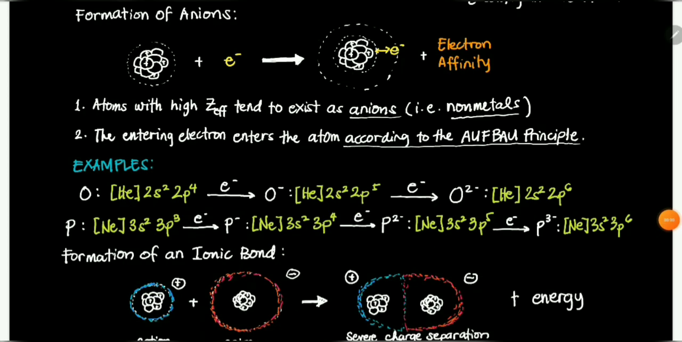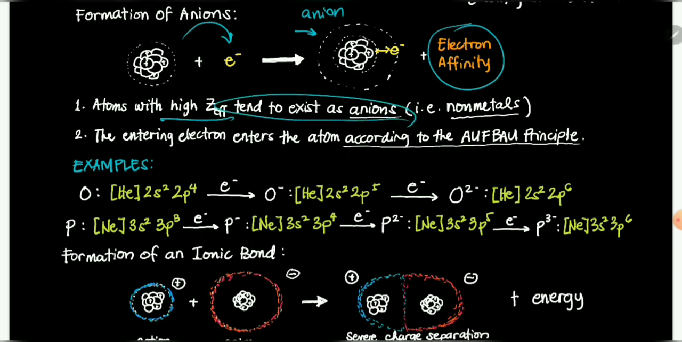Okay? So next we have the formation of anions. So paano sila na-form? So from a neutral atom na may mataas na effective nuclear charge, magka-capture siya ng electron, okay? Magkakaroon ka ng anion and magre-release siya ng energy in the form of your electron affinity. So kapag mas mataas yung effective nuclear charge, mas mataas yung nare-release niyang electron affinity. Okay? So yung may mga matataas na effective nuclear charge, they tend to exist as anions. Okay? So madalas ang mga ganitong element ay mga non-metals. Okay, so kung ang metals sila ay madalas mag-form ng cations, yung mga non-metals naman na may matataas na C-effective, sila naman yung nagiging anions.